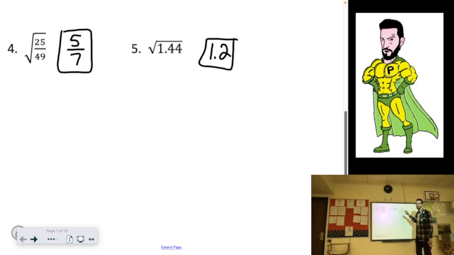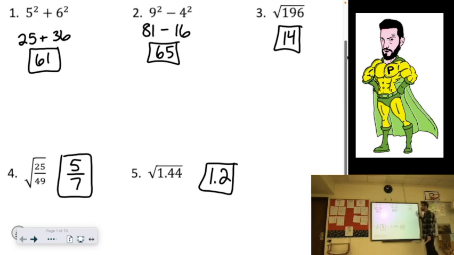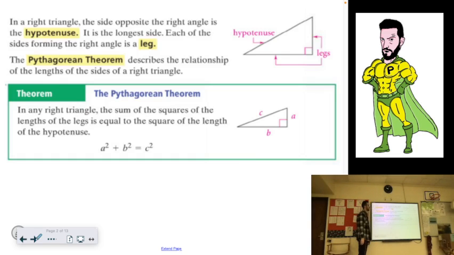All right, those are skills you're going to need today. You're going to need to be able to square things, add them together, square them, subtract them, and square root things. It's how you find the third side of a right triangle. So a right triangle has two legs that form a 90-degree angle, which they always put a little square there for you. And then the only side not touching that right angle is called the hypotenuse. It's the longest side, and it's always across from the 90-degree angle there.